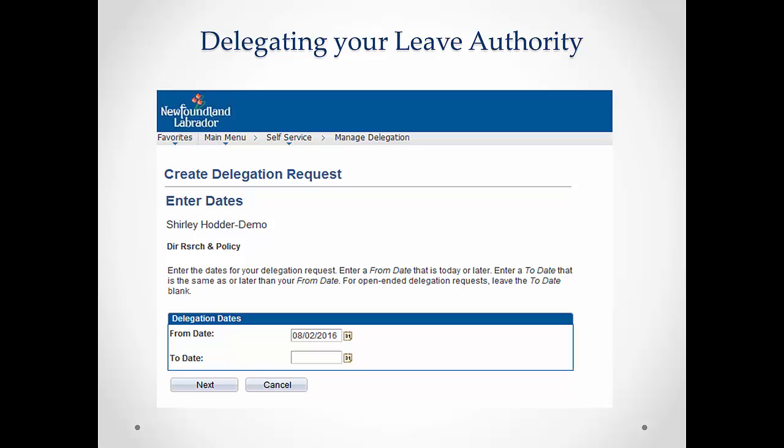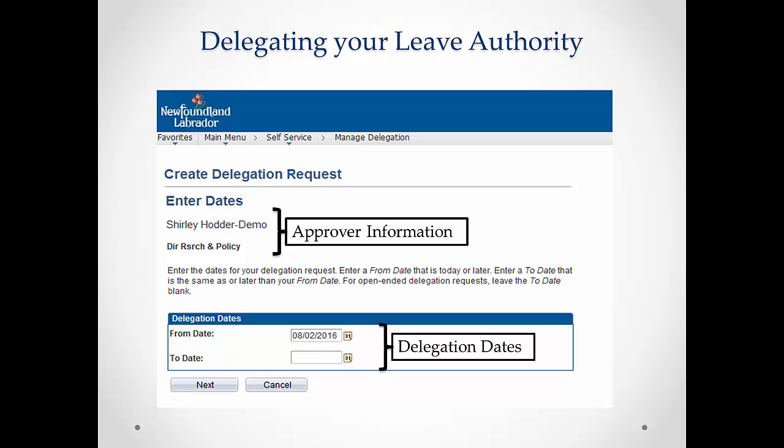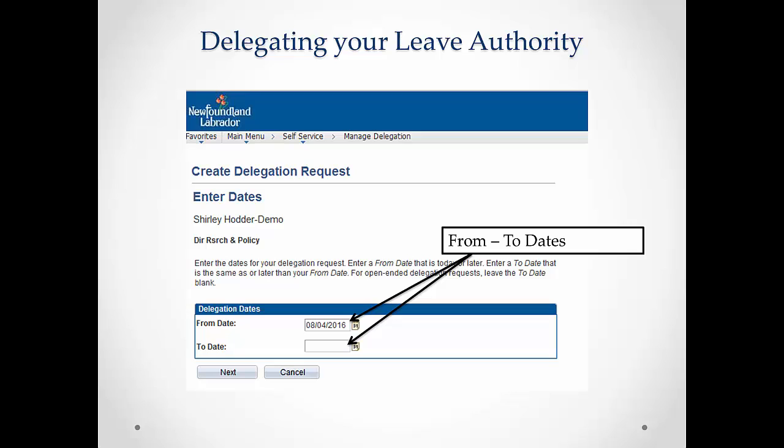The Create Delegation Request page opens, which has two sections: Approver Information, which includes your name and position, and Delegation Dates box. The first step in delegating your leave authority is to identify the dates you would like the delegated approver to action your team's leave request using the From date and To date. The system will automatically enter the current date in the From date field. In this example, the date was August 4th, 2016, when the screenshot was added to the training course.